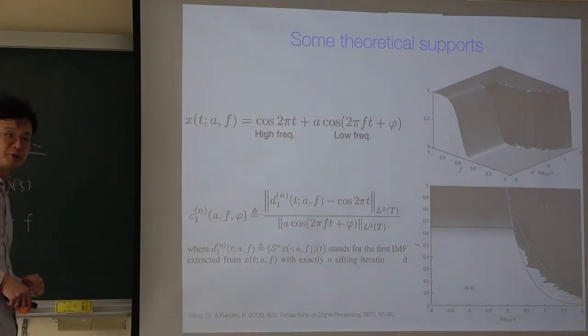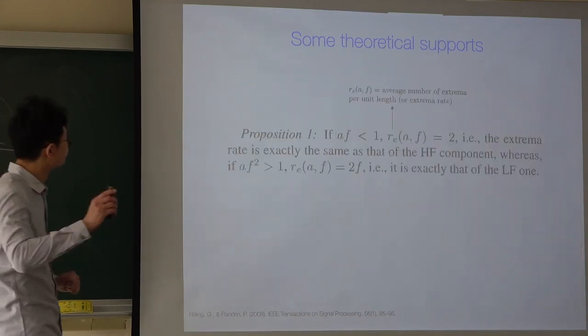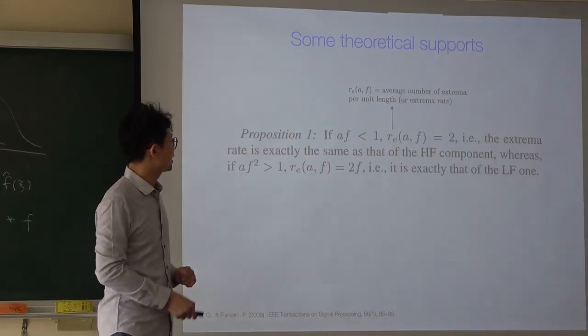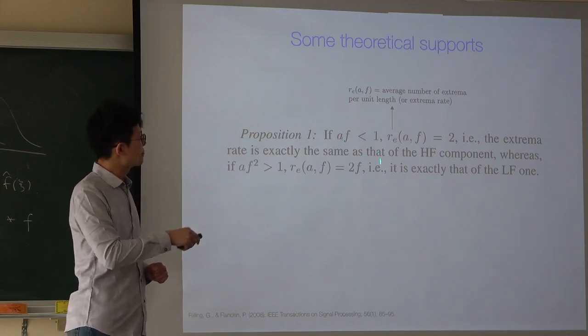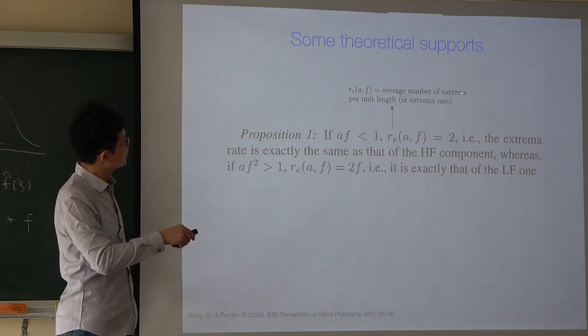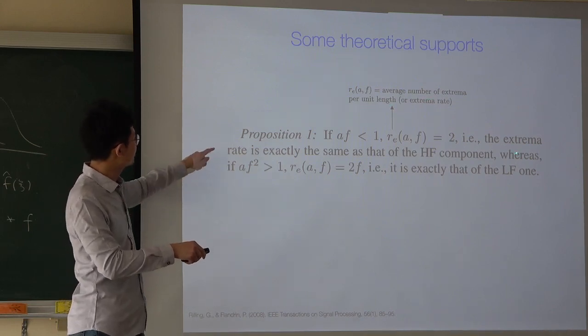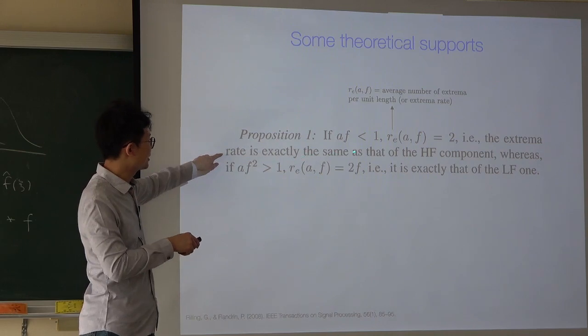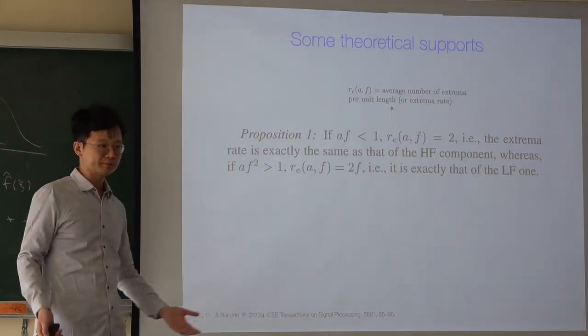Very, very nonlinear relationship in between amplitude and the frequency. The main theory tells you that if A times F is less than 1, then the average number of extrema per unit length will be 2. That is, the extrema rate is exactly the same as that of the high frequency component. That is, you can do some nice recovery.